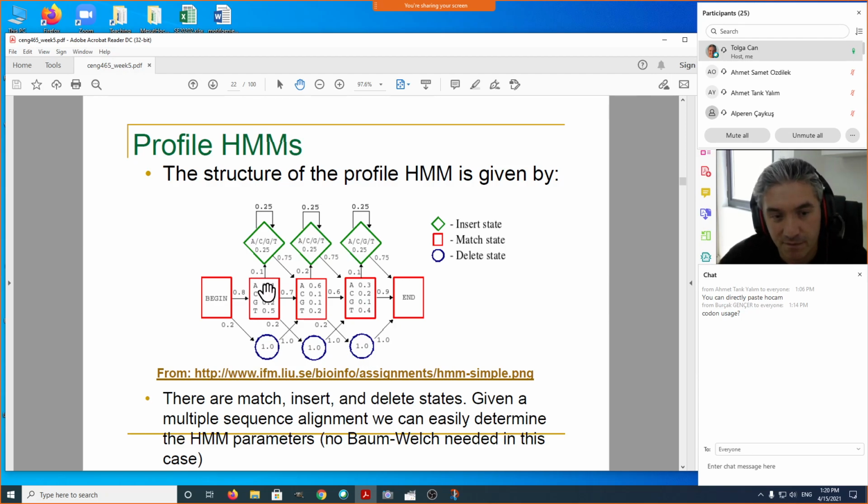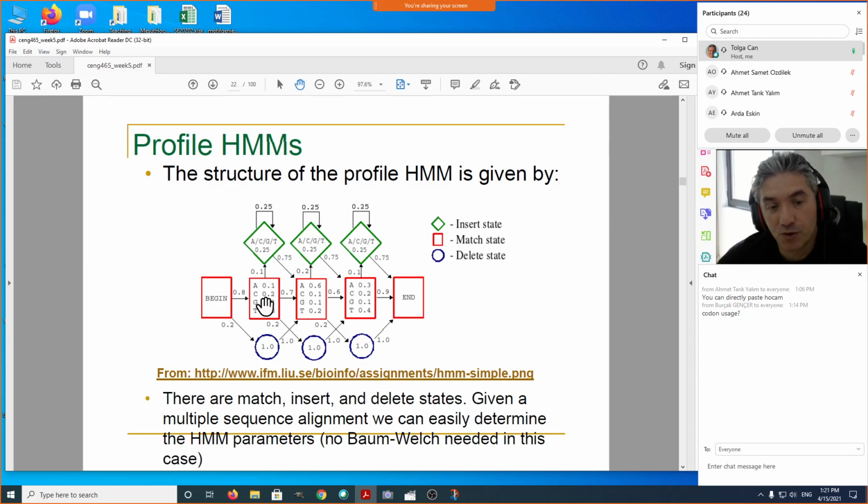And therefore, the length of the profile hidden Markov model, how many of these rectangular states it's going to have, is solely determined by how many conserved columns, how many conserved positions, this family has. And after that, for each of these match states, there are two accompanying states, as you can see. These diamond ones, the green ones, are used to model insertions that may come after this match state.